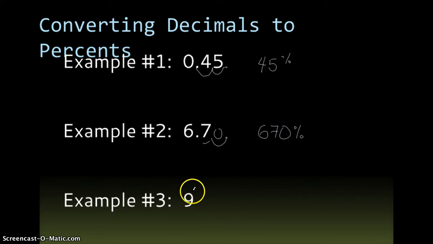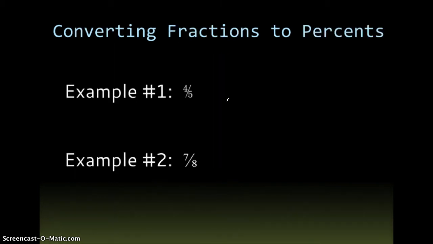670%. Okay, and if we have 9 here, we know the decimal comes after the number, and if we move it over 2 decimal places, we have to add 2 zeros, and this turns into 900%. Please make sure you re-watch the section if you need to. So the rule for converting decimals to percents is you need to move the decimal place over 2 places to the right. Okay, here's the next slide.